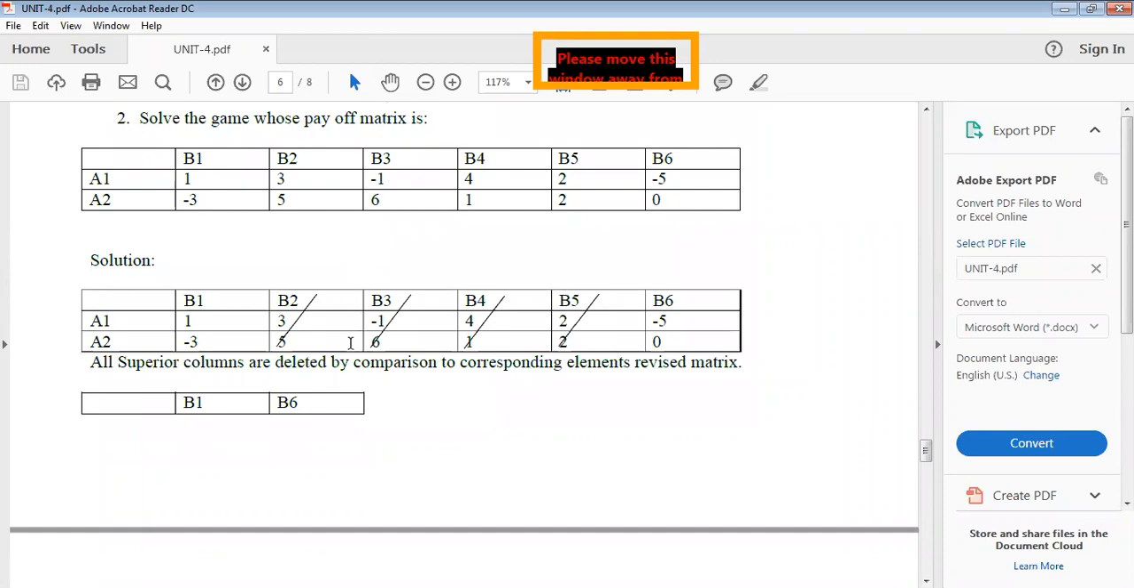So if you take up A1, A2, B1, B2, all these things, which column is dominating which one? All superior columns are deleted by comparing to the corresponding elements in the revised matrix. So 1, 3 and 5, 0. So 1, 3, 3, 5. 3, 5 is dominating this one. And minus 1, 6. Minus 1.